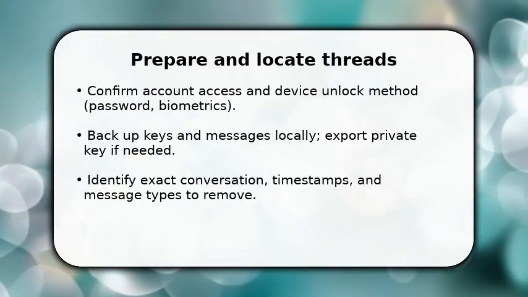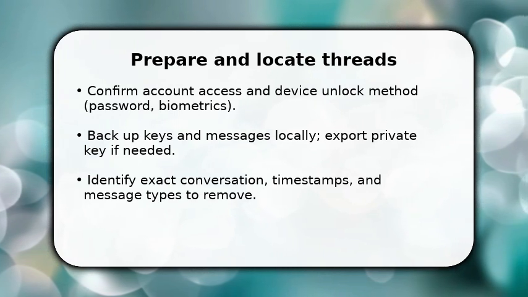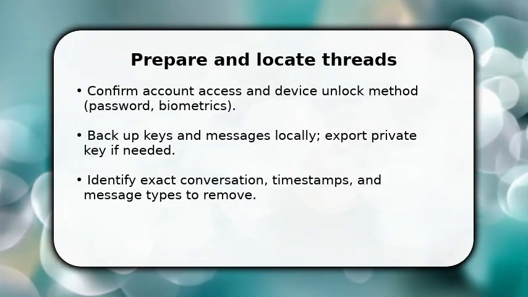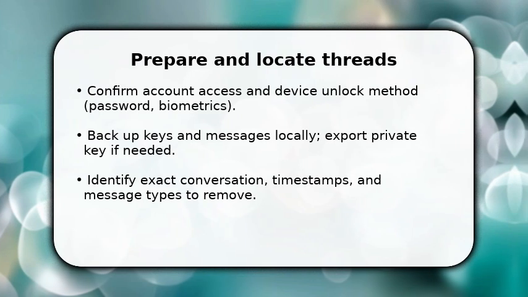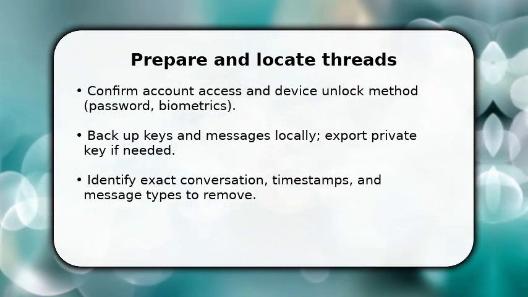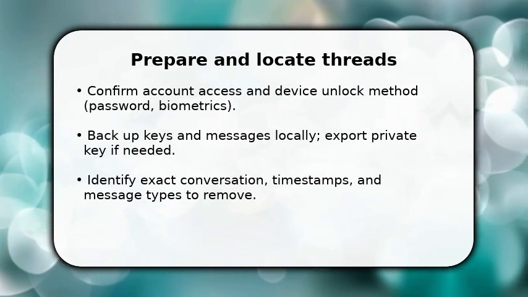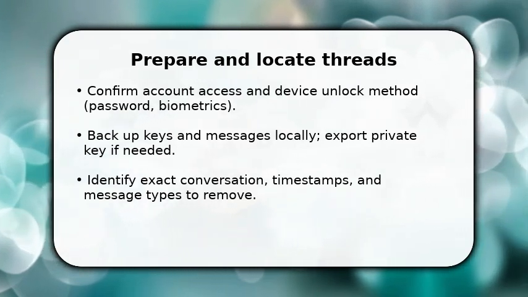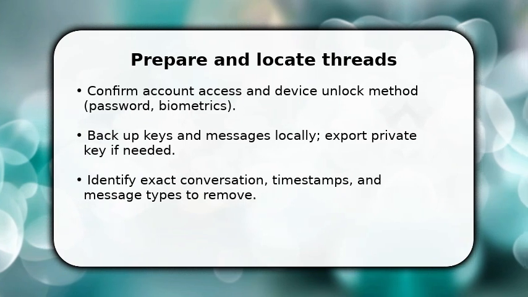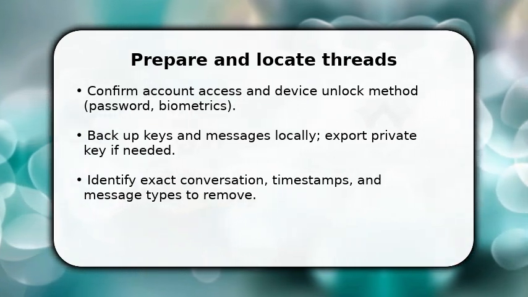You start by confirming you can access the account and device. Without that, deletion is impossible. Make a local backup of message data and export any private keys so you can decrypt if necessary. Once done, open the app and locate the specific encrypted conversation and the exact messages by timestamp or sender.